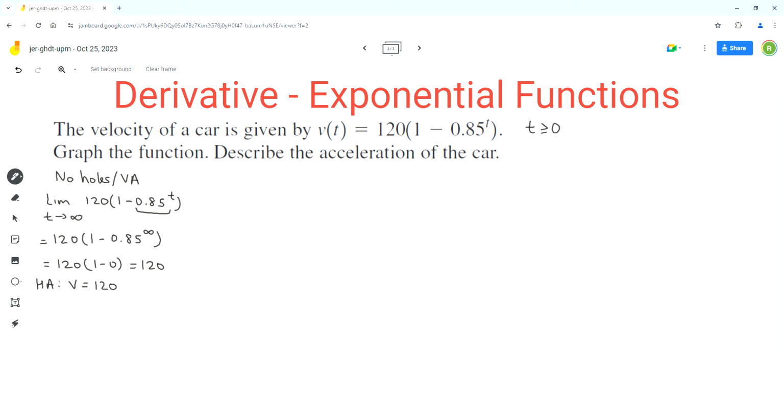Now we should find whether the curve approaches this horizontal asymptote from above or below. Since t is greater than or equal to 0, we do not have to do the analysis for the t-axis on the left side. So we'll just analyze the limit as t approaches a big positive number. So we can use 100.